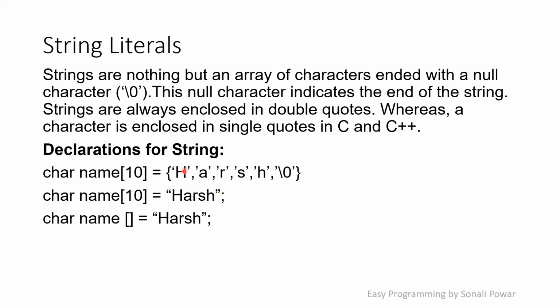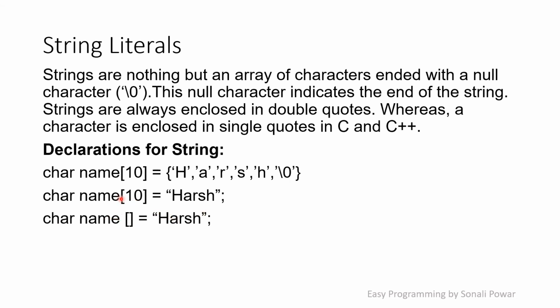In the first example I am assigning values character by character, so each is put in single quotes. First write down this curly bracket, and within the curly bracket write the character values separated by commas. So this is one way, and this is another way to assign a string to the variable. Now in the third example, here also I directly assign the string value to the name variable.